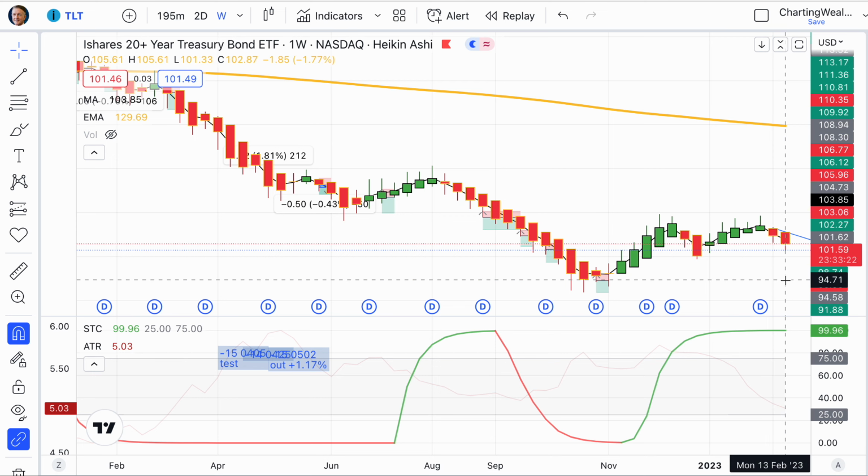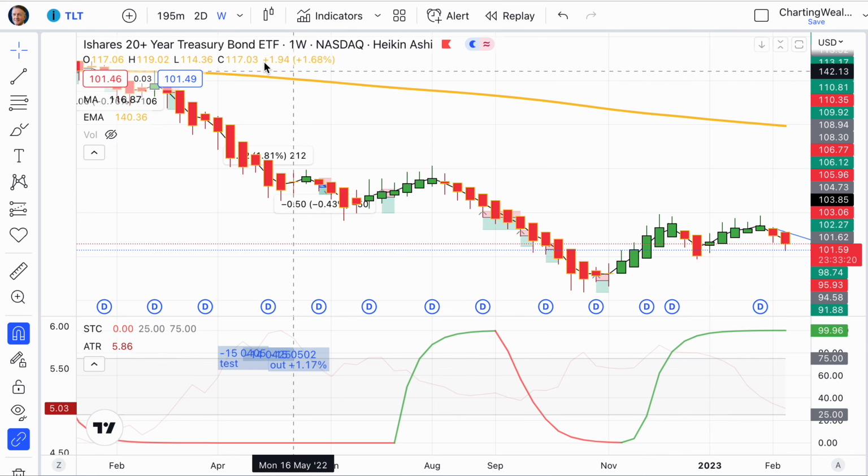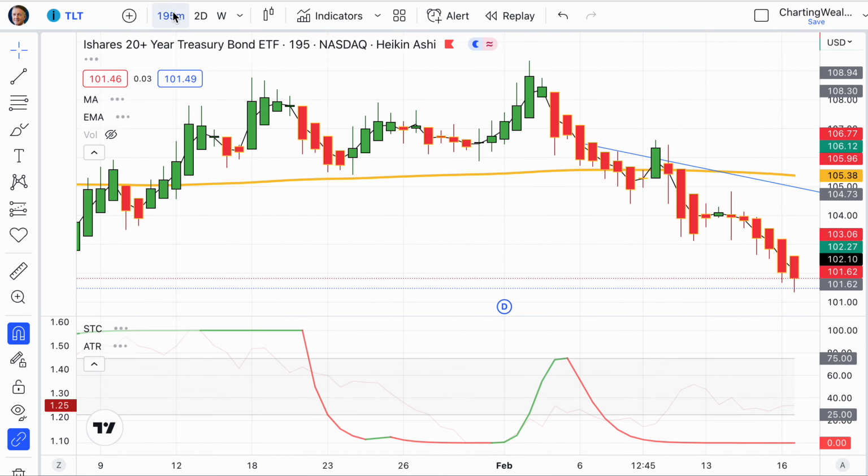So again, none of that this week. Stronger down movement. So that's where we are on bonds. What about gold?